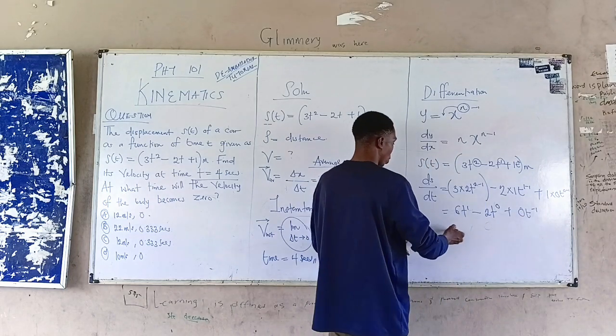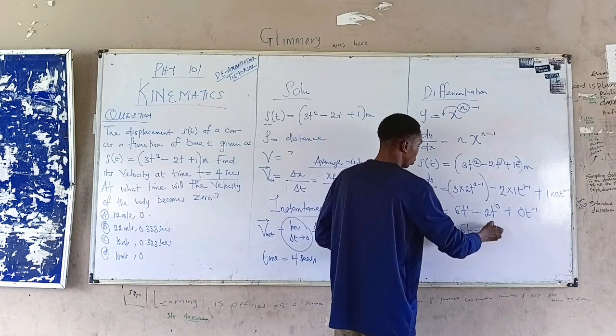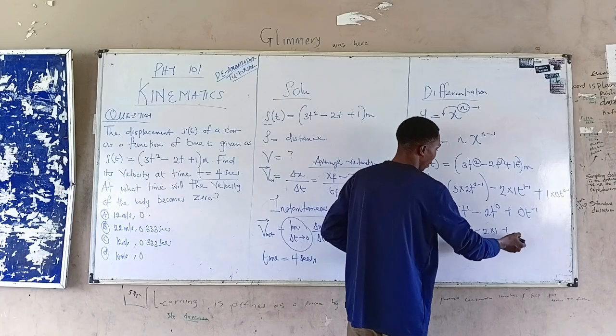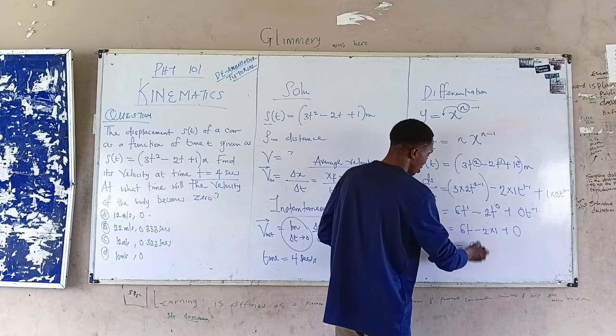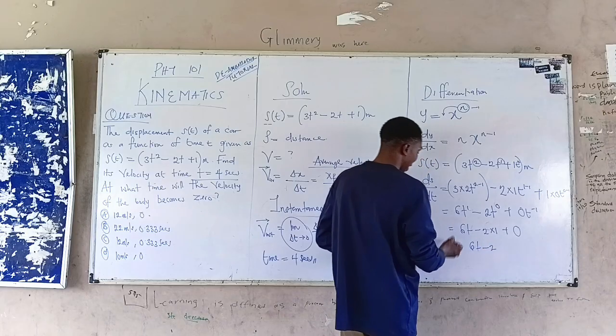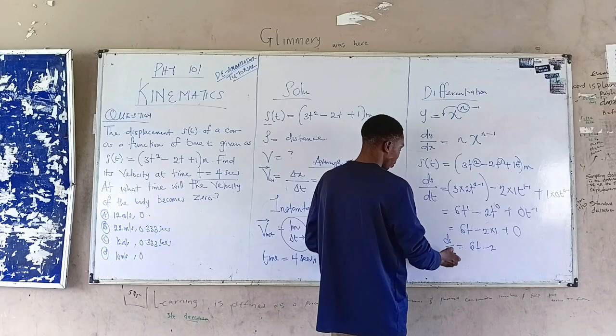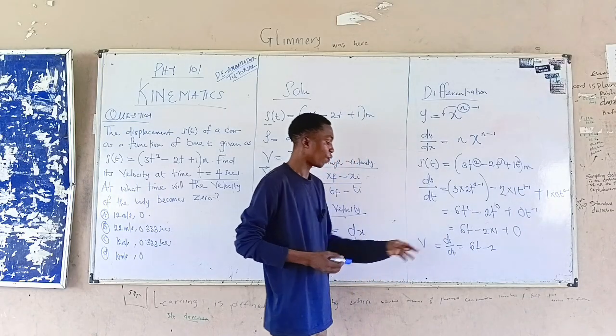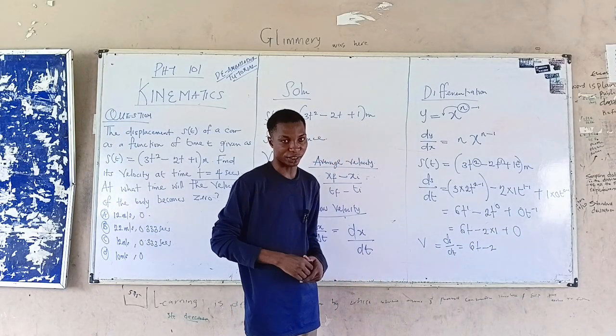So in the long run, we're going to have 6t minus 2, because t to the power of 0 is 1, 2 times 1, plus anything multiplied by 0 is 0. So it's 6t minus 2. That is the kinematic equation for the instantaneous velocity.